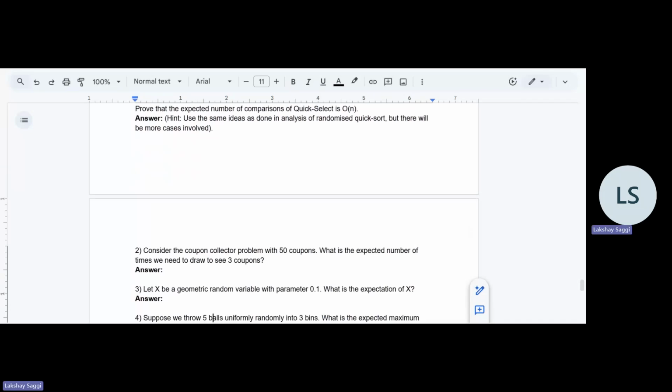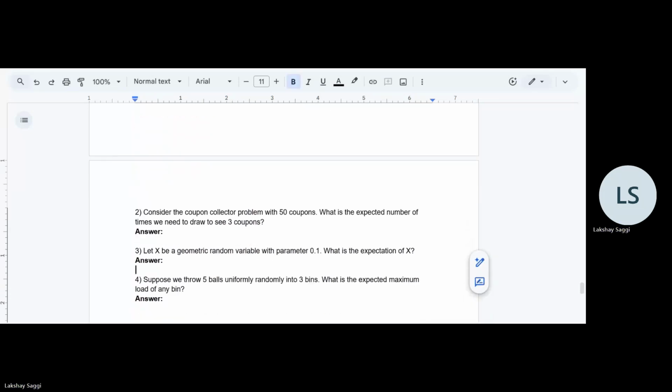Okay, since no one else has joined the session, I guess we can get started nonetheless. We should just start with the problems. What's a good problem to start with? Maybe let's start with the third problem first.